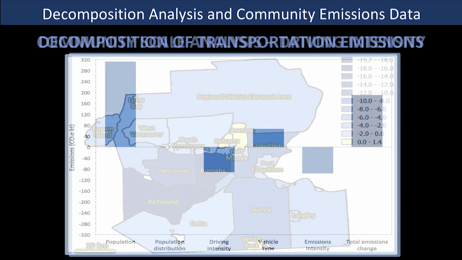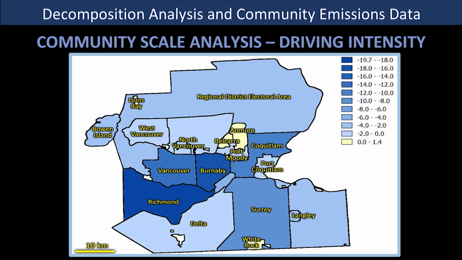Now that's at the regional level. We also did this complementary analysis at a community scale, so we're looking now at each of the individual cities. And this gives you some more interesting information, a bit more insight. You can dig deeper into the data, because as we noticed, the driving intensity overall led to a decrease in emissions, but it's not the same story for every community here.